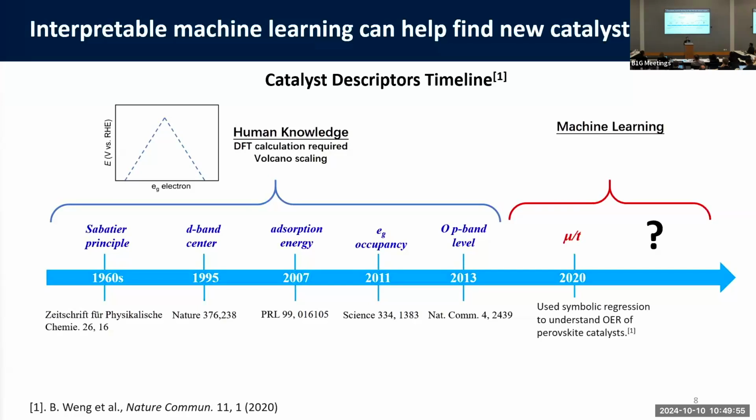In 2020, there was a symbolic regression paper for oxygen evolution reaction on perovskite catalysts. They found this octahedral factor divided by the Goldschmidt tolerance factor, mu over t, was a descriptor. That has to do with the stability of the oxygen, so it made sense that it would correlate with the reactivity of the oxygen. This figure is from that paper cited here. So the question is, can this be used more?